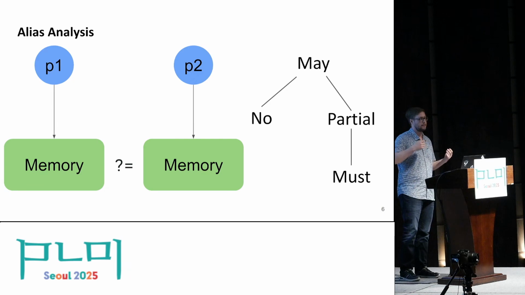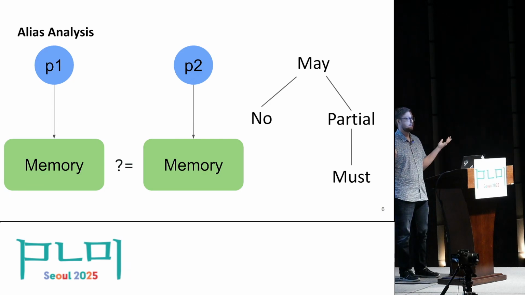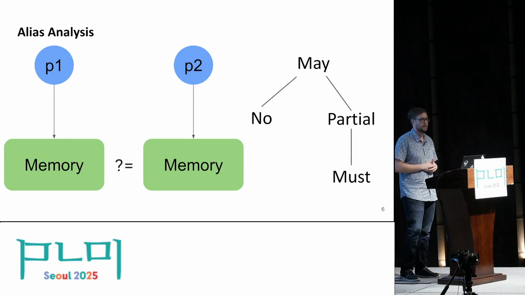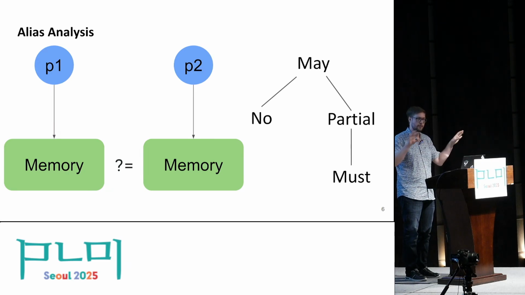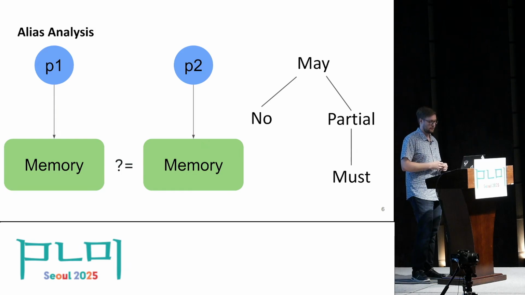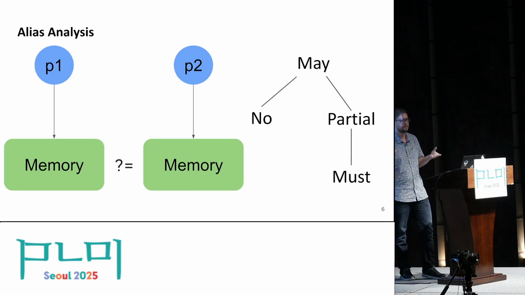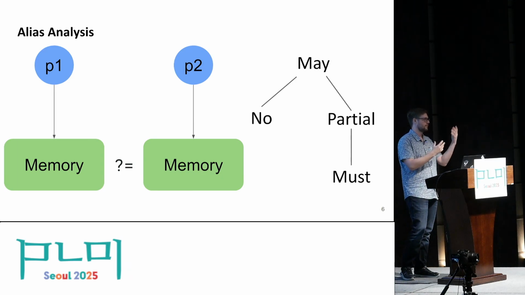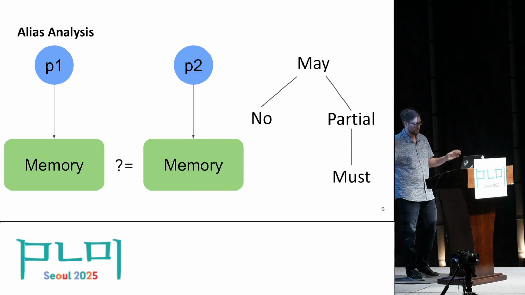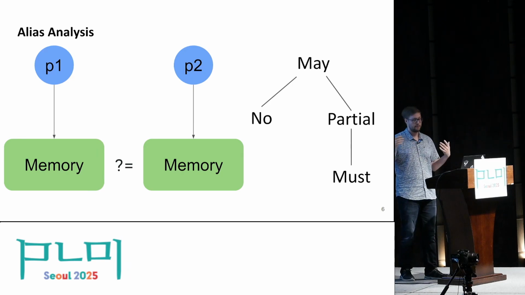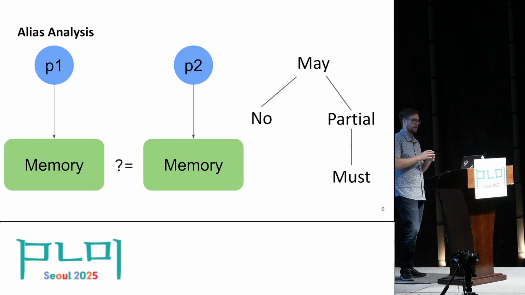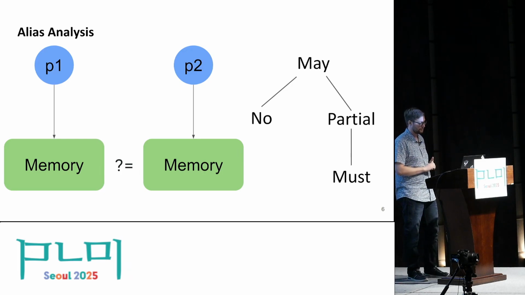This might be a may alias result, meaning I wasn't able to derive any guarantees. Then we have the no alias result, meaning the two memory regions are guaranteed to not be the same, for this entire program. Then we have the partial alias result. This is about overlapping memory regions and sub-objects. This is really rare, but I still decided to include it for completeness. And then we have must alias, meaning the two memory regions are guaranteed to always be exactly the same.